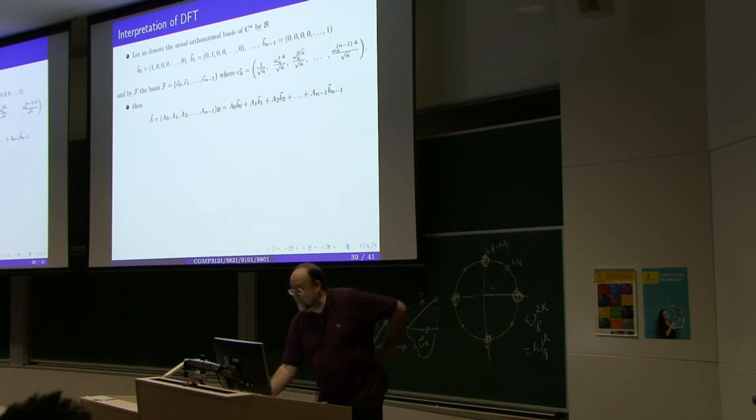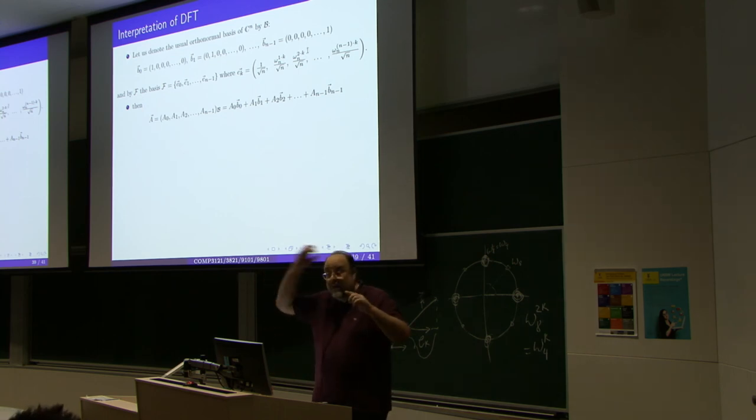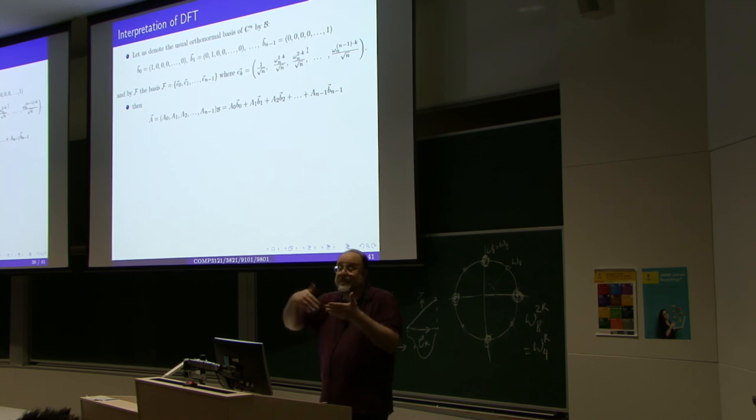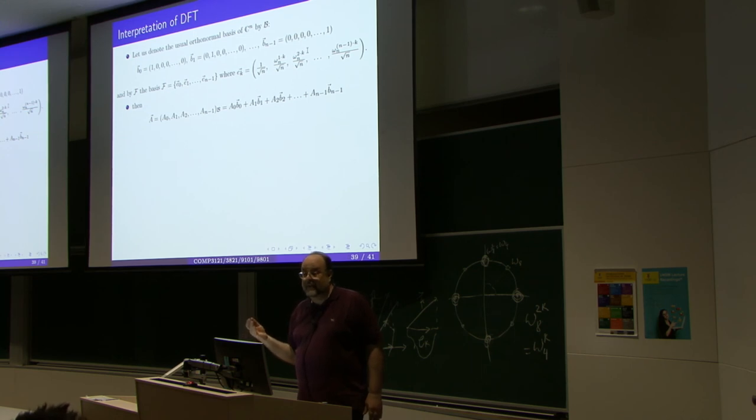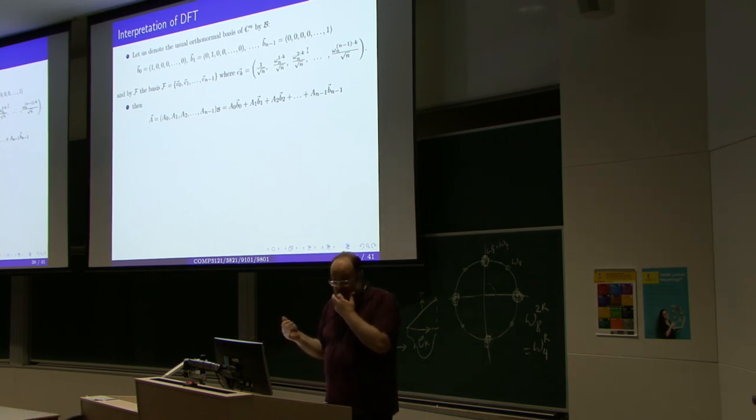Because this basis is simply, as you go through K, through time, a sequence of samples of sinusoids. So if I represent my signal as a linear combination of sinusoids, I essentially tell what frequencies are present there. And that's of crucial importance.